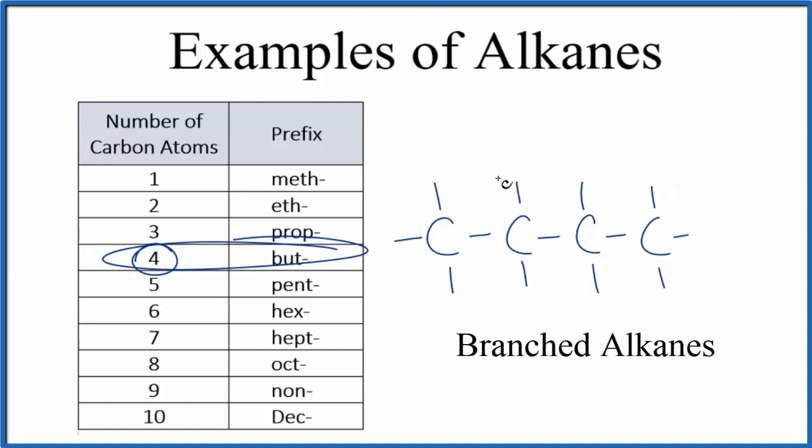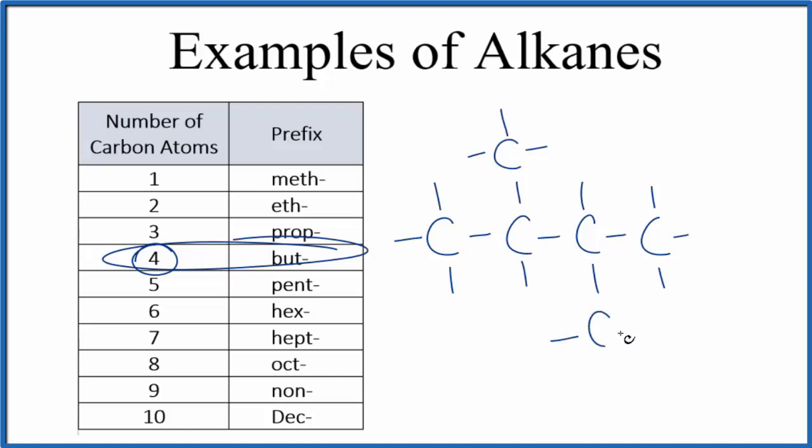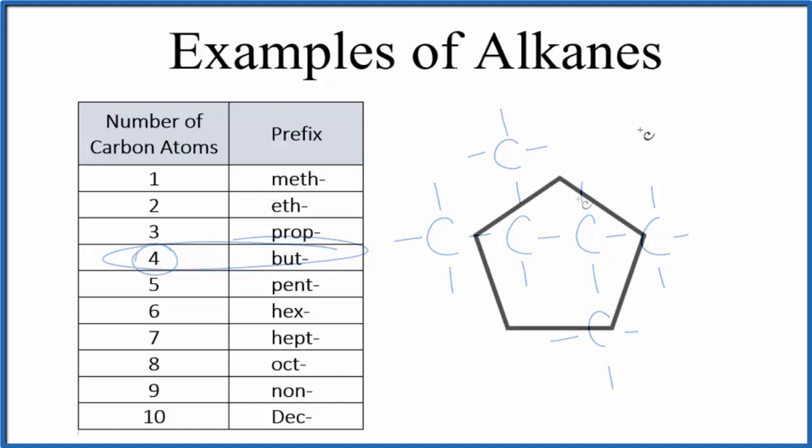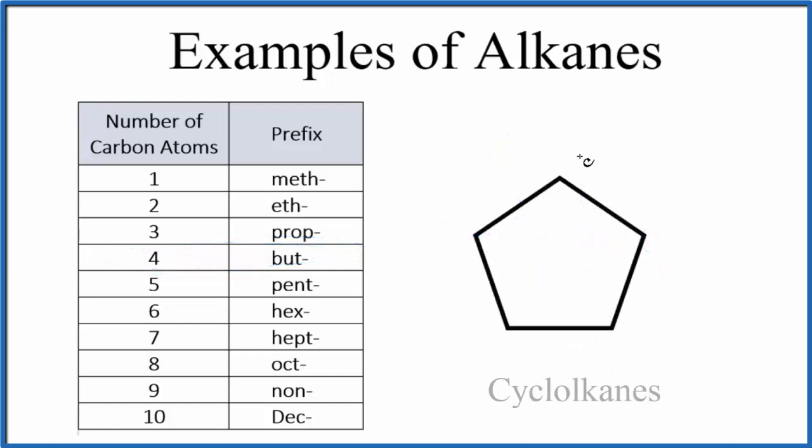We can also have branched alkanes where we have a carbon here and it'll be bonded to 4 things as well. 1, 2, 3, 4. And I'm not going to write the hydrogens in here. You could even branch it further. We could have another carbon here. So these are branched alkanes, and it's an alkane because we have all single bonds and it's only carbon and hydrogen atoms. Our final example of alkanes are cycloalkanes.